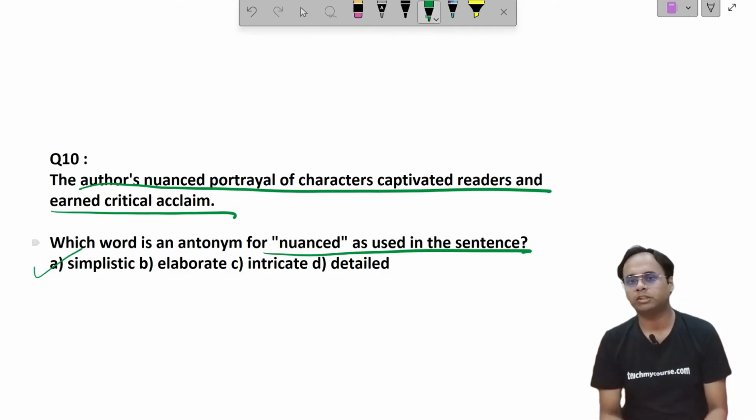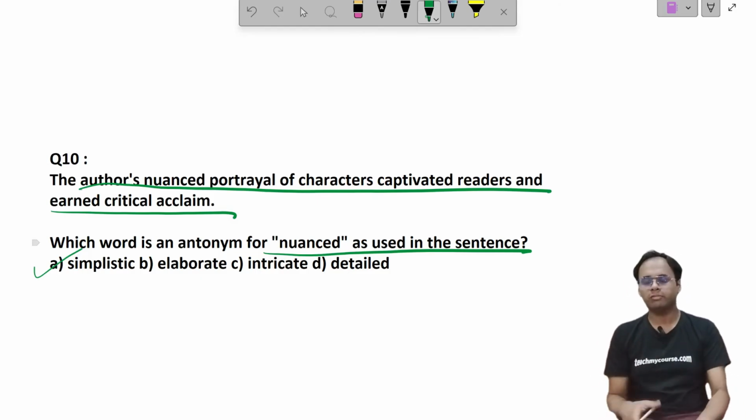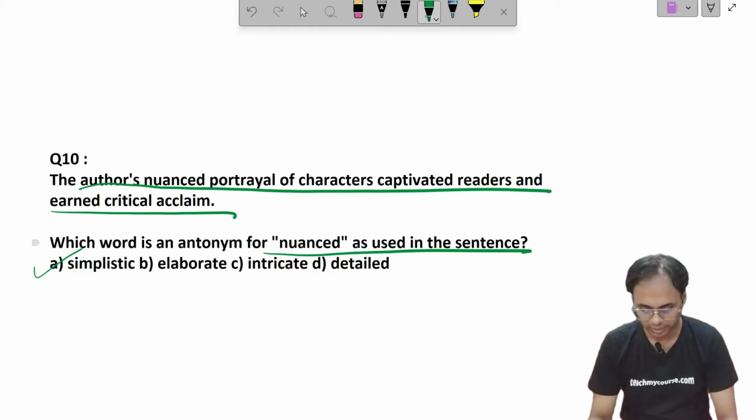So now we have completed the first 10 questions and we move on to the reading comprehension. The first reading comprehension, which will have 4 questions.